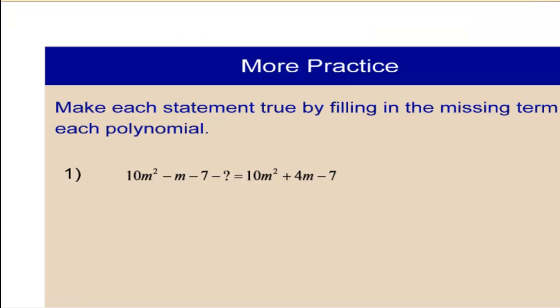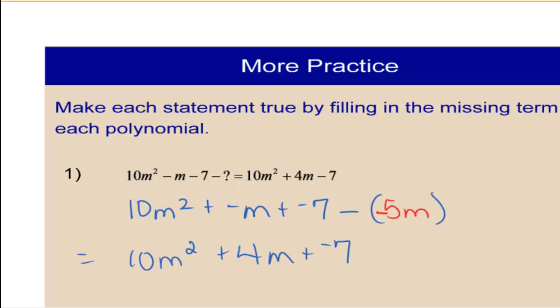In this last example, we're going to think a little bit in terms of inverses. So here we want to figure out what term in each polynomial that has a question mark is missing in order to get the answer. So what would we put right here in order for 10m squared minus m minus 7 minus something to equal 10m squared plus 4m minus 7? So take a second and see if you can figure it out and then check back.